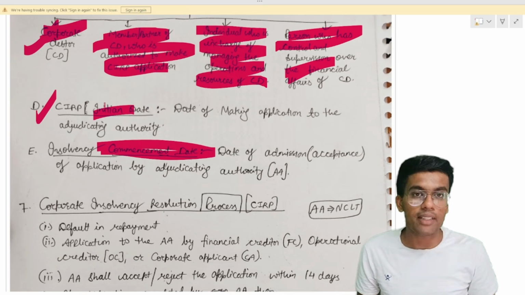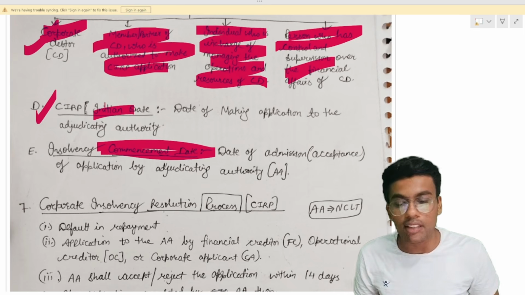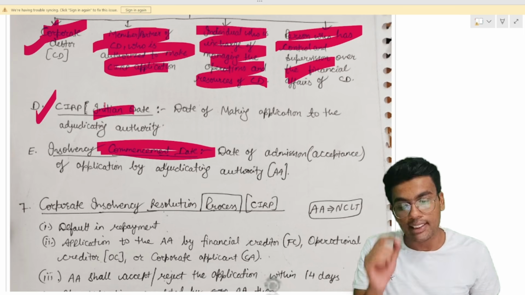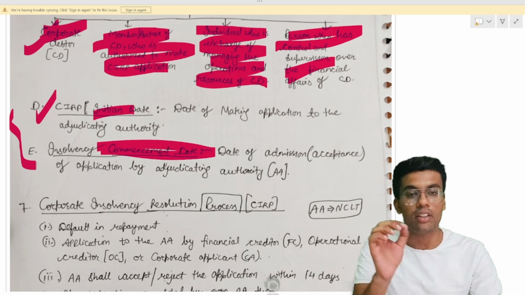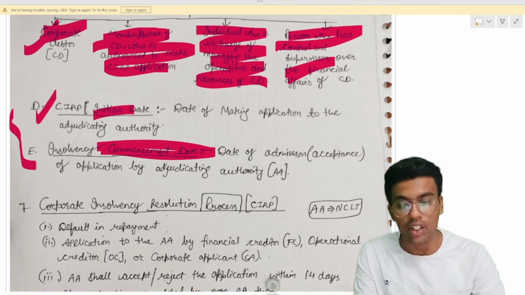What is the insolvency commencement date? The date when the adjudicating authority accepted that application from the corporate applicant. That date is considered as the insolvency commencement date. So please be very careful with these kinds of differentiation, because MCQs can be asked from these kinds of questions.